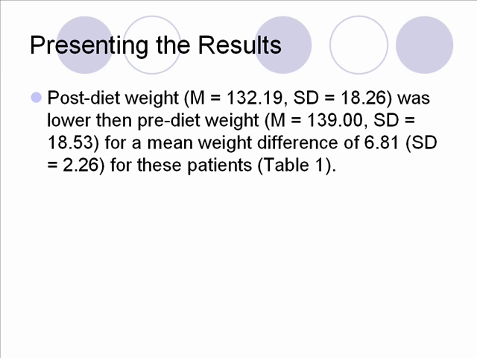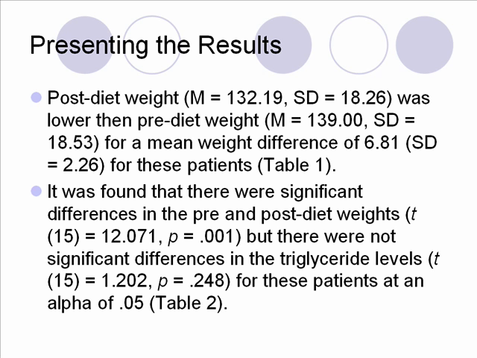Now notice I put the description, and I always give the numbers: the post-diet weight, give the numbers, was lower than pre-diet weight, and give the numbers. And then I give that mean difference. Now here's what we conclude. It was found that there were significant differences in the pre and post weights.